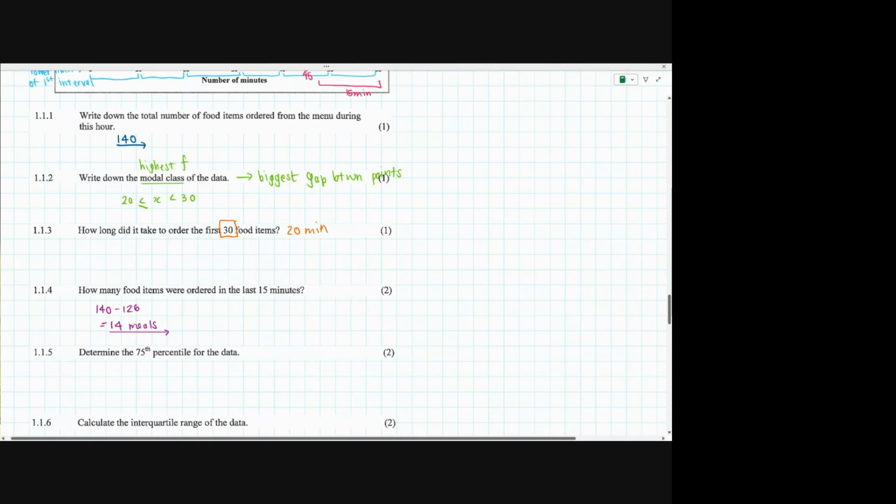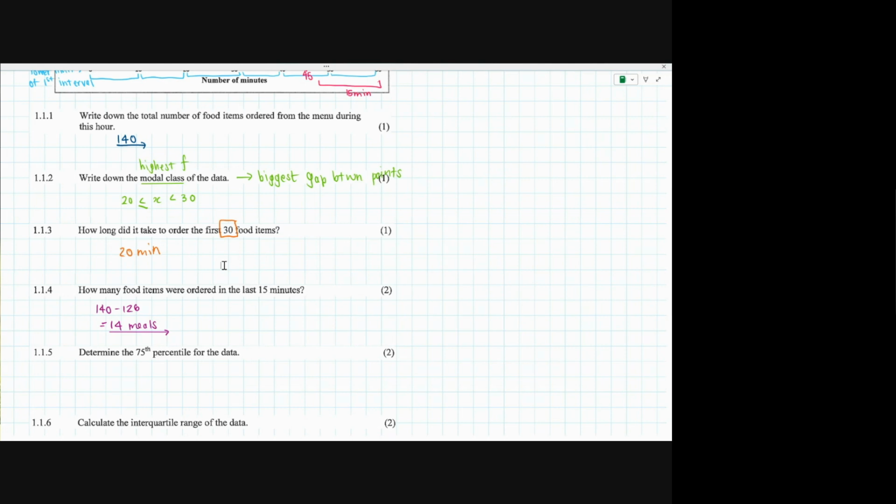And this is a question that often stumps us because what we don't do, we go and perfectly read off that at 45 minutes, it was 126 meals. What we don't do is subtract. So read your questions carefully, make sure you are actually answering what you've been asked to answer. And just bear in mind, it's cumulative frequency. Okay, that's really important.